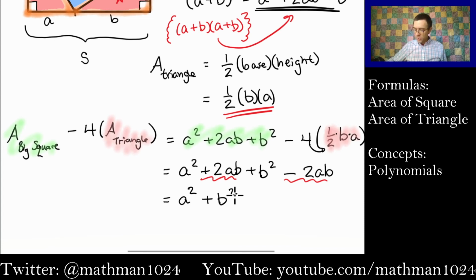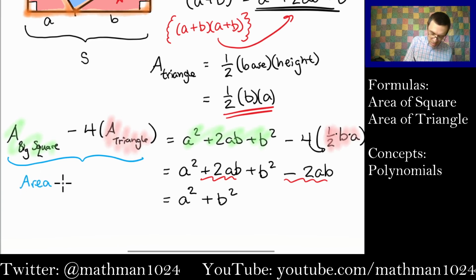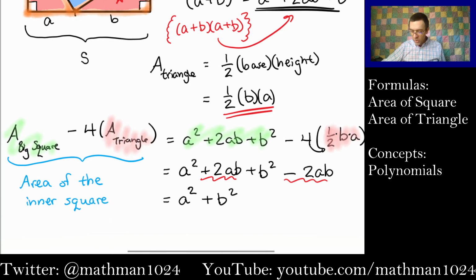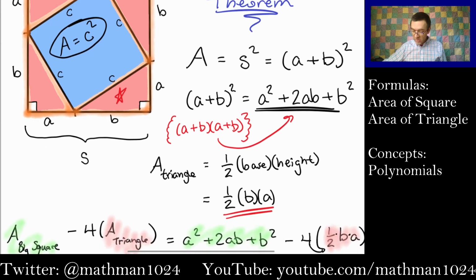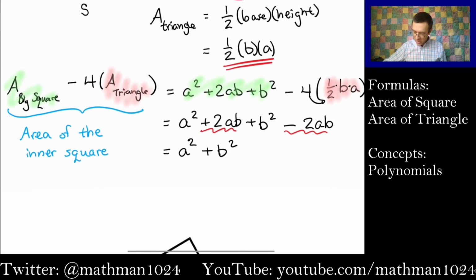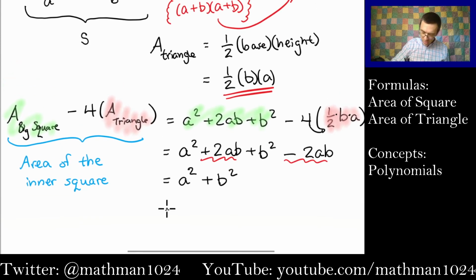But remember what all of this was for. All of this right here was to give us the area of the inner square. But if we scroll back up here, we see that we already know the area of the inner square to be c squared, because it's a square, and the area of a square is side times side, in this case c times c, that gives us c squared. So that means that all of this is equal to c squared.